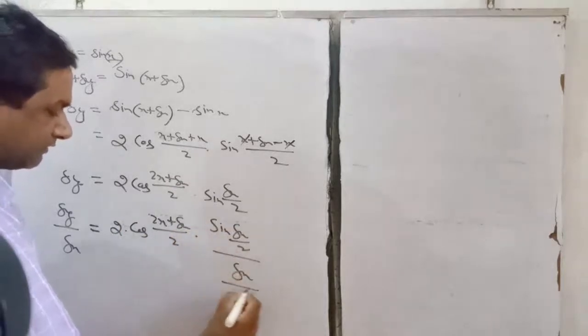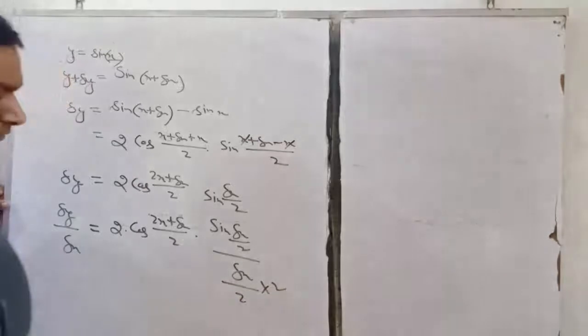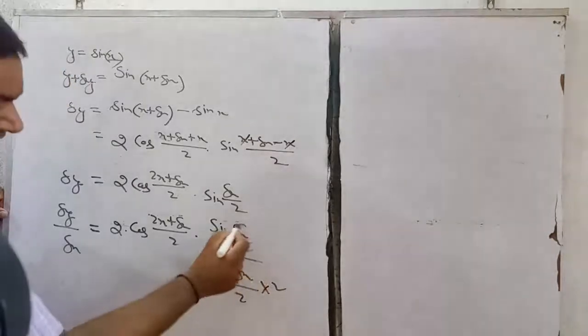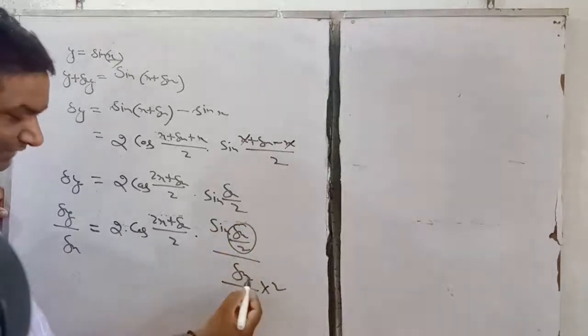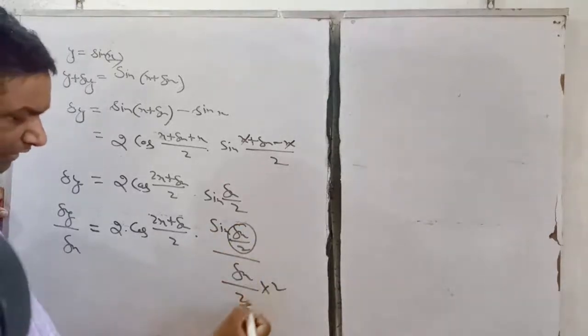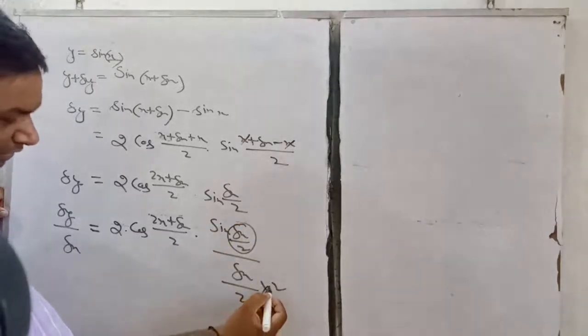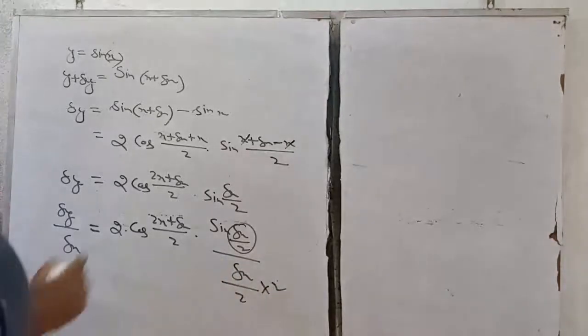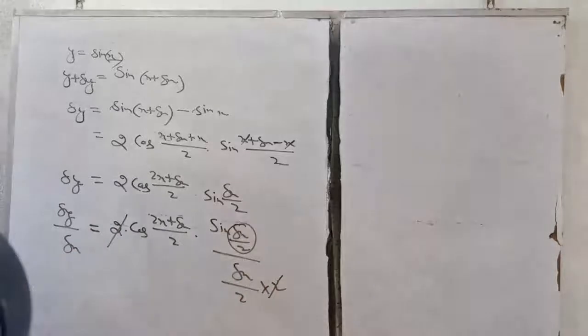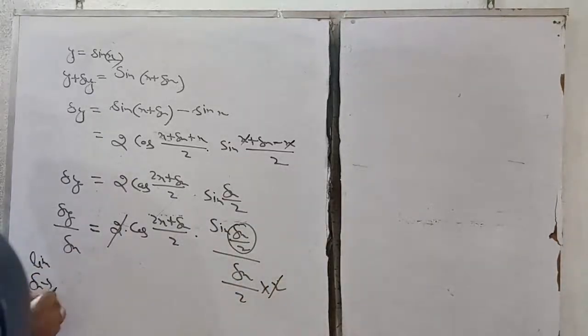upon del x. Now we can multiply by 2 above and below, because we need del x by 2 in the denominator. So for making this arrangement, we are multiplying 2 in the numerator and the denominator. So see, these 2 and these 2 cancel out. Now if you take the limit, what happens?